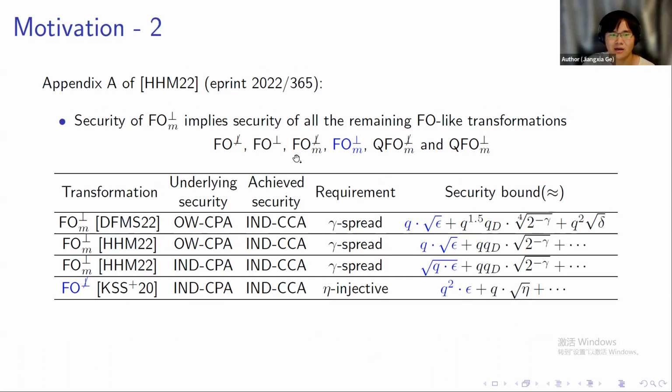In addition, this relation also indicates that security of FO with subscript M implies security of FO with implicit rejection. However, it is not clear whether the opposite direction holds true. In other words, there exists another natural question: does security of FO with implicit rejection imply security of FO with subscript M? If the answer to this question is true, we can say that the transformation FO with subscript M is as secure as its implicit rejection counterpart.